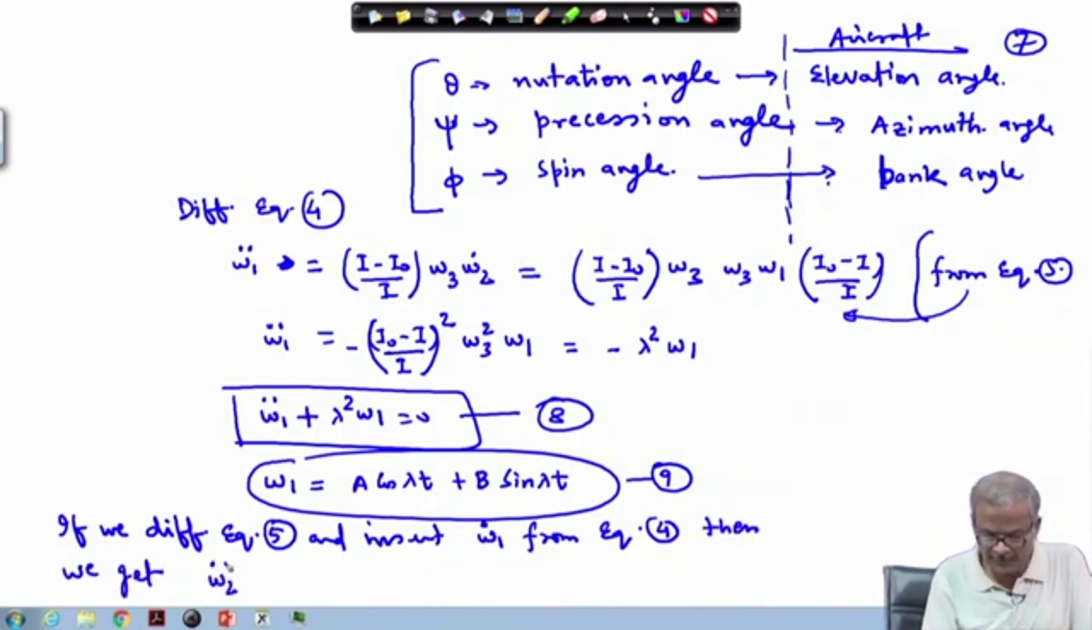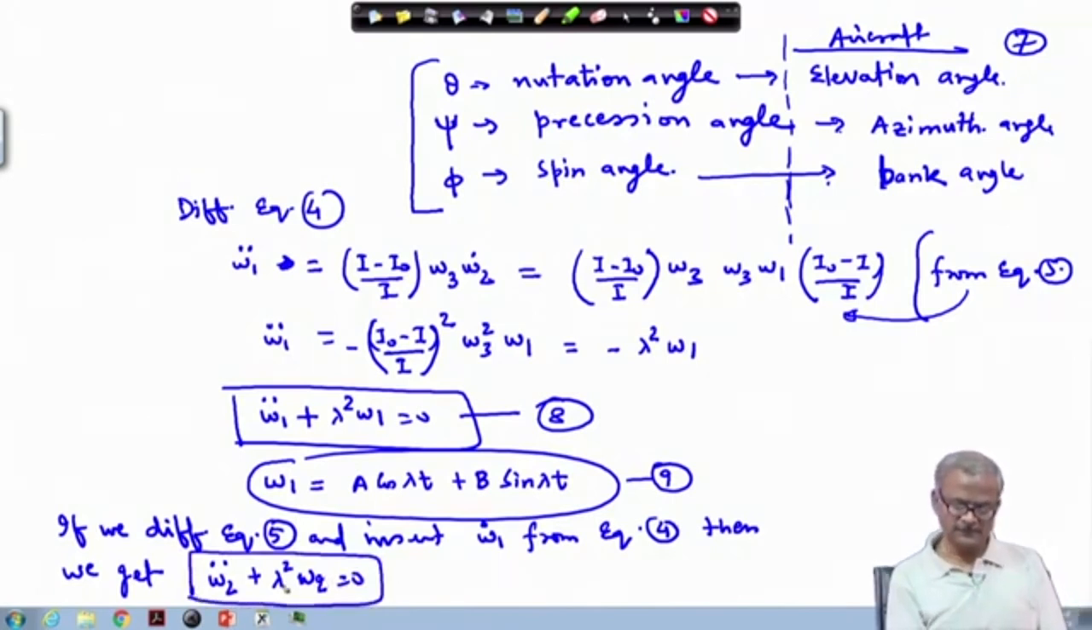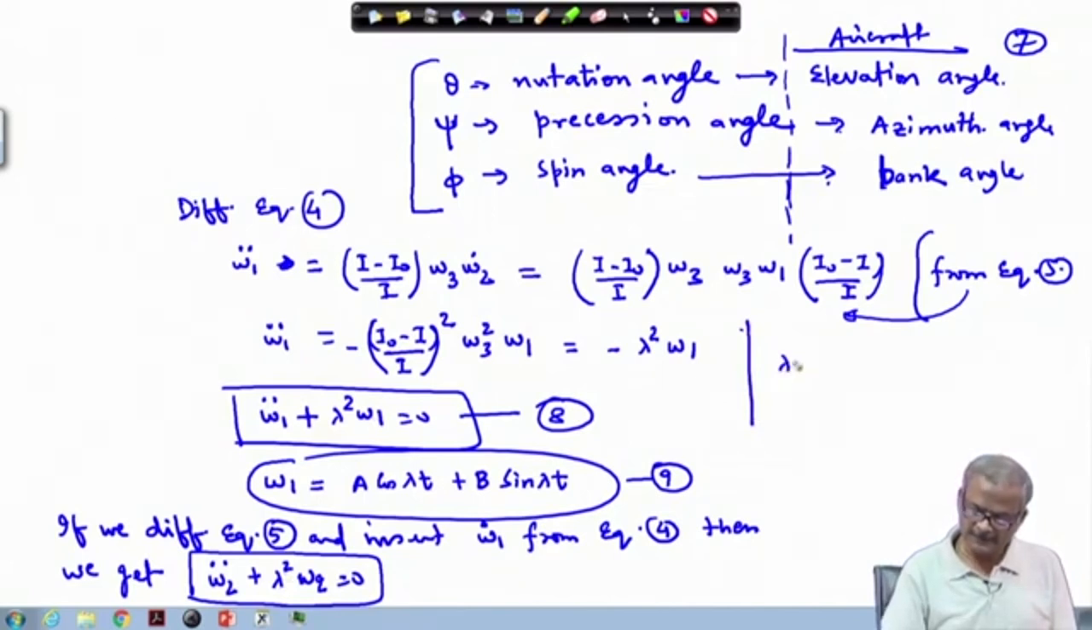Omega 2 double dot plus lambda squared omega 2 equal to 0. So, we get the same type of equation, and here also lambda squared is the same as what we have written here. Lambda is nothing but I 0 minus I divided by I times omega 3. This is your lambda.